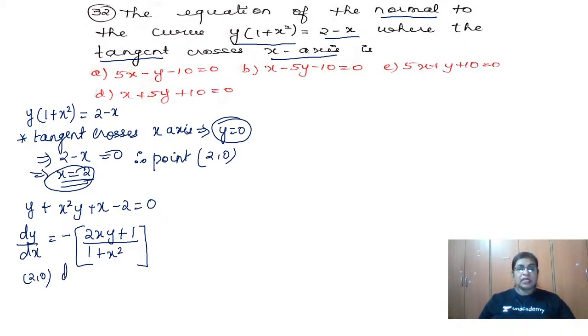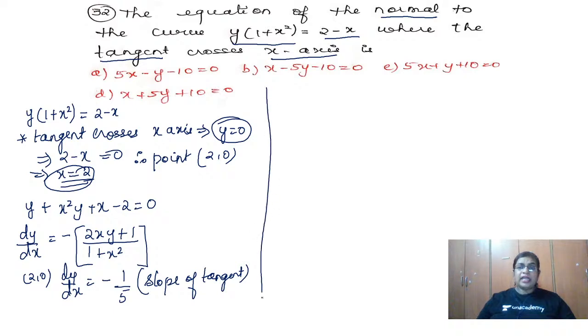So what is it? You are getting dy by dx. This is nothing but minus y is 0, so this term becomes 0. So 1 by 1 plus 4, you are getting 5. So this you got minus 1 by 5. But which slope is this? This is slope of the tangent. But whose slope do you want? You want the slope of the normal. So this is slope of tangent. But I don't want slope of the tangent.